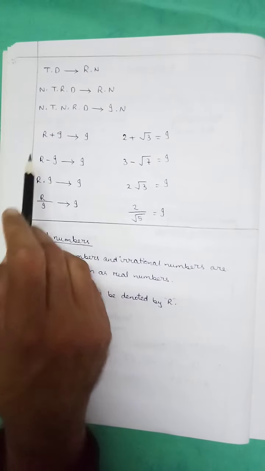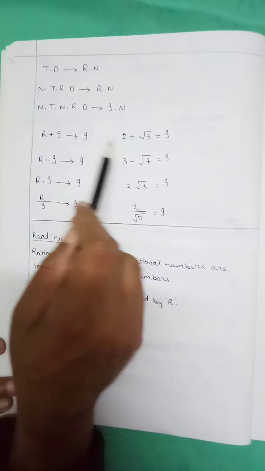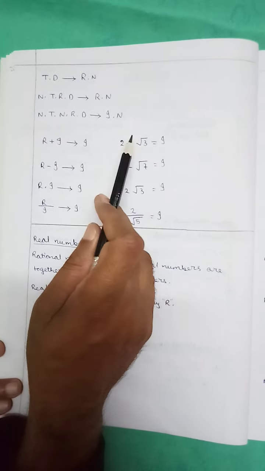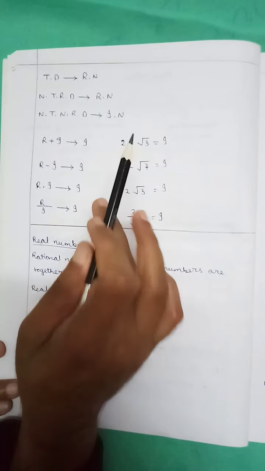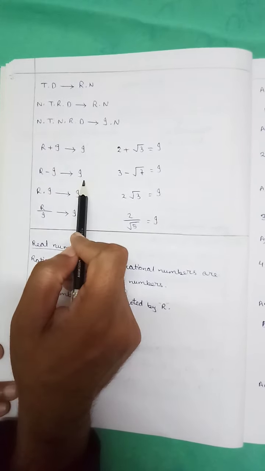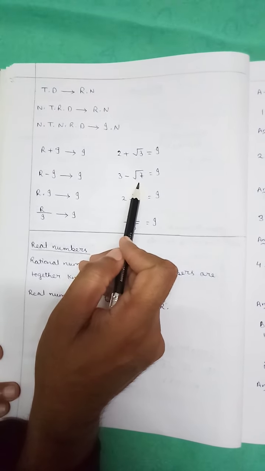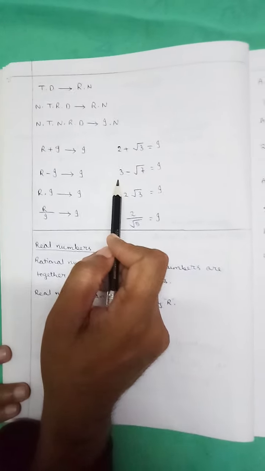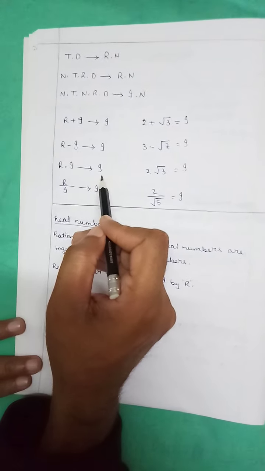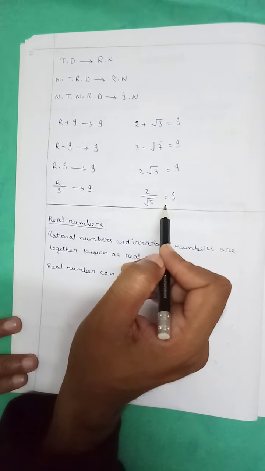Again, remember that rational plus irrational, overall it will be an irrational number. Like 2 is a rational number, root 3 is an irrational number. Both together you can call irrational. So irrational is more powerful, say. Rational minus irrational is irrational. 3 is a rational number, root 7 an irrational number. Root is there means irrational. Without root, rational. So rational minus irrational, irrational. Rational into irrational is also irrational. Rational divided by irrational is also an irrational number.